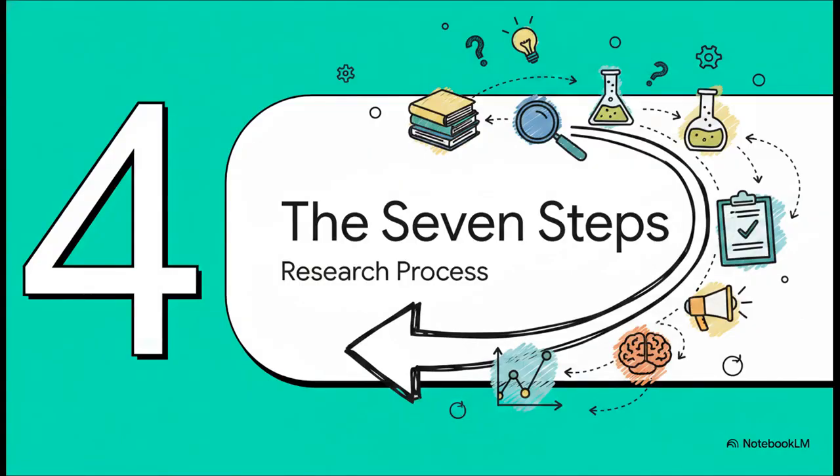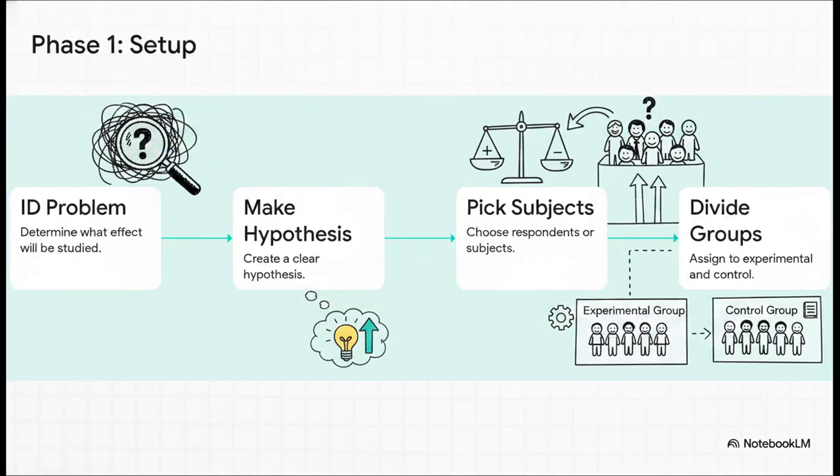Which brings us to Section 4, the 7 research steps. Let's actually walk through this process from scratch. Think of Phase 1 as setting the stage. During this setup phase, you first identify the problem, basically determining exactly what effect you want to study. Then you formulate a hypothesis. For instance, you might make a clear prediction that students taught using interactive multimedia instruction are going to perform way better than those taught traditionally. Next, you select your participants, and critically, this is huge, you divide those groups, assigning them to your experimental and control brackets. Honestly, without this rigorous setup, the data you collect later isn't going to mean much of anything.